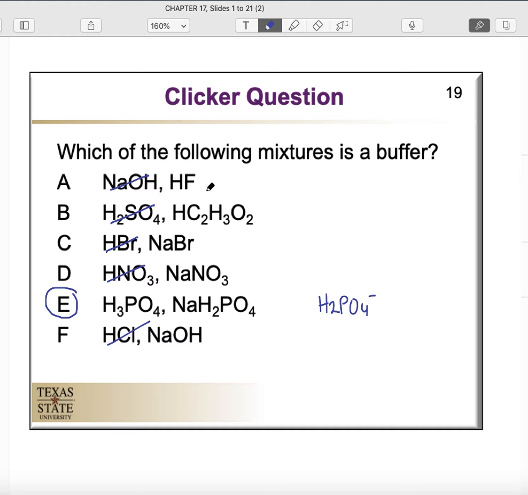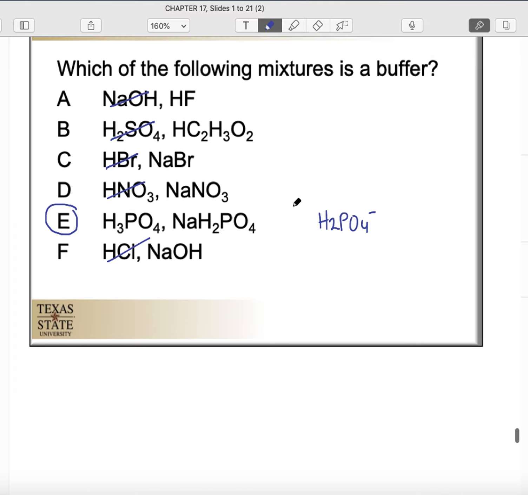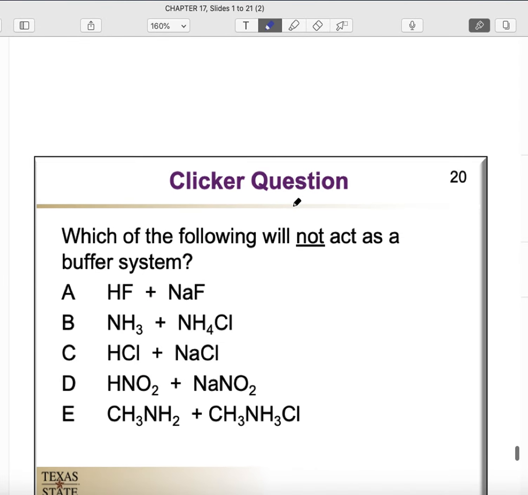Of course, to be able to answer these kinds of problems, you have to make sure that you remember your list of strong acids and strong bases. That is going to be critical here. If you don't know that, you're going to miss these kinds of problems that are actually quite easy. All right, let's move on to the next slide.